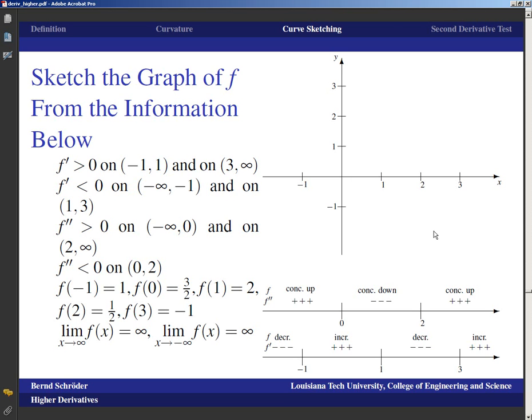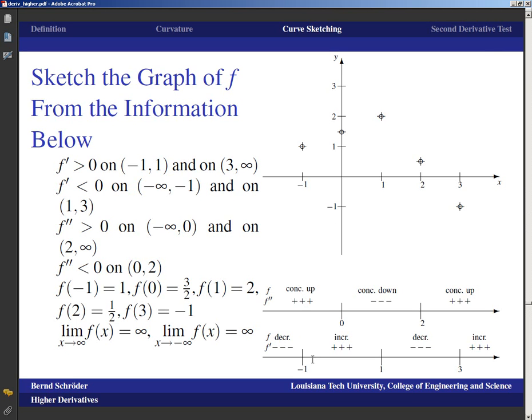Okay, first of all now, even though plotting points certainly is something that computers are better at, these points here all coincide with points that we typically want to investigate, namely points where concavity or growth behavior change. So those are points that we definitely want to plot even in a hand sketch. And if f of -1 is 1, well, then we get a point here. If f of 0 is 3/2, we get a point here. If f of 1 is 2, we get another point right there. And so on. F of 2 is 1/2, and f of 3 is -1. And then we also know that the function comes from high up, from infinity, and goes back to infinity also.